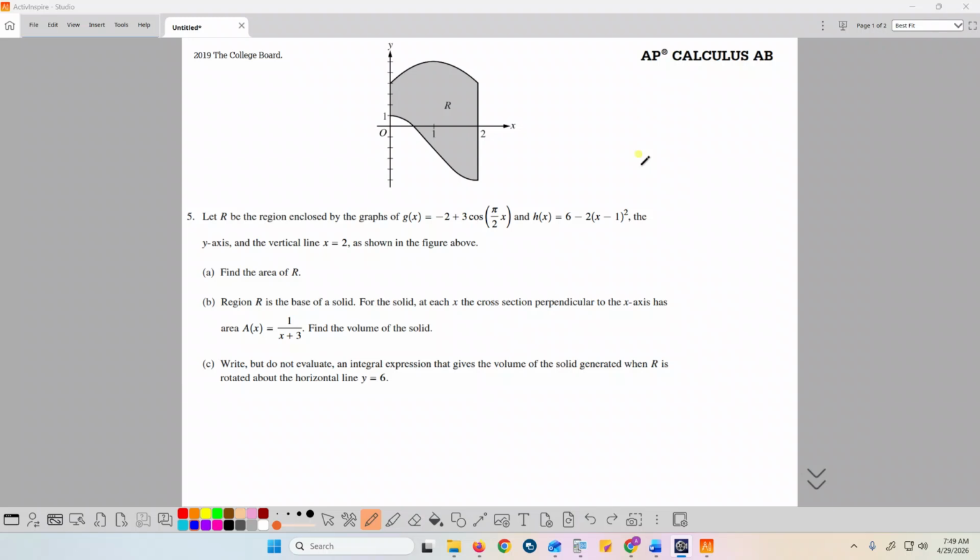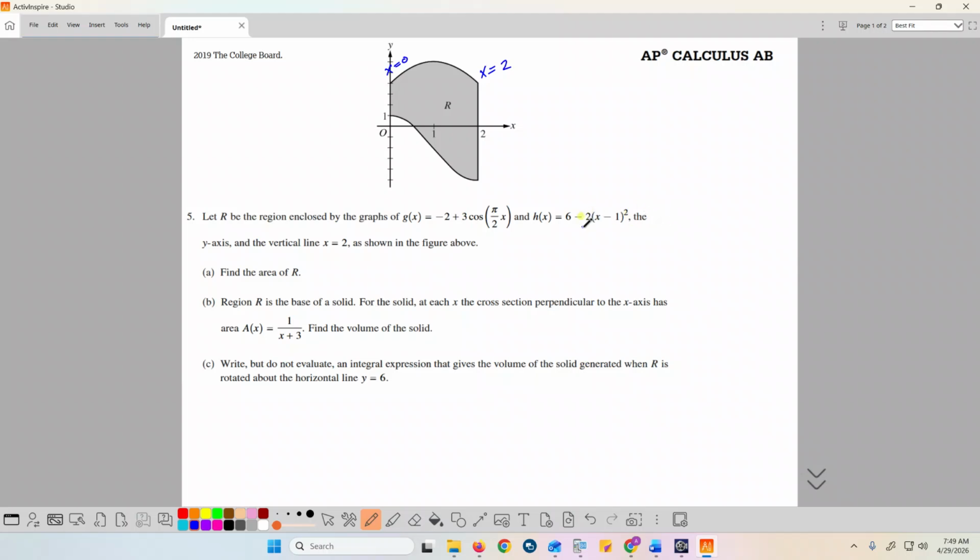Okay, this question says, let R be the region enclosed by the graphs of g of x and h of x, the y-axis and the vertical line x equals 2, as shown in the figure above. So we have here the line x equals 2. We also have the vertical line at the y-axis, which is x equals 0. And then we have to determine which function's on top and which function is on the bottom. So for that, we have to observe function behavior.